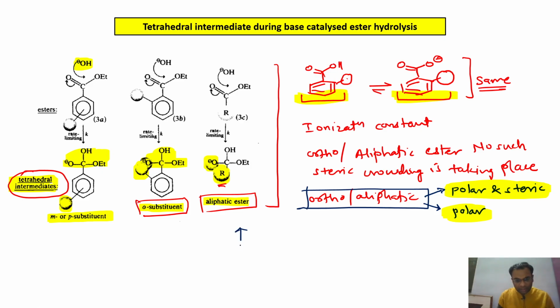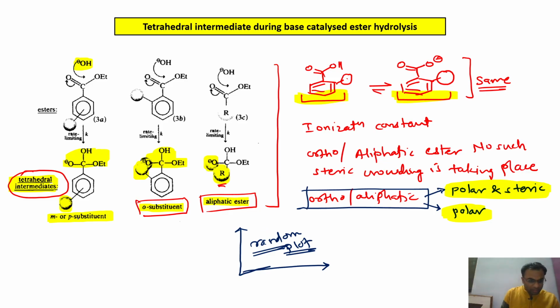And therefore, in case of ortho ester and aliphatic ester, we have a random plot. We have a random plot, that is a non-linear free energy relationship, as we do not have the straight line relationship.